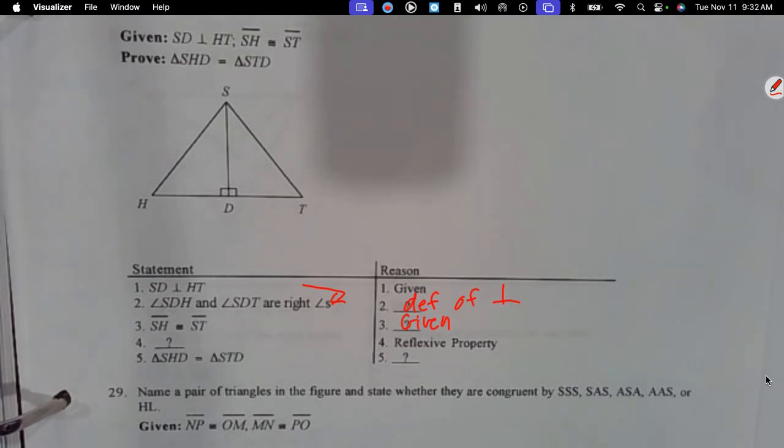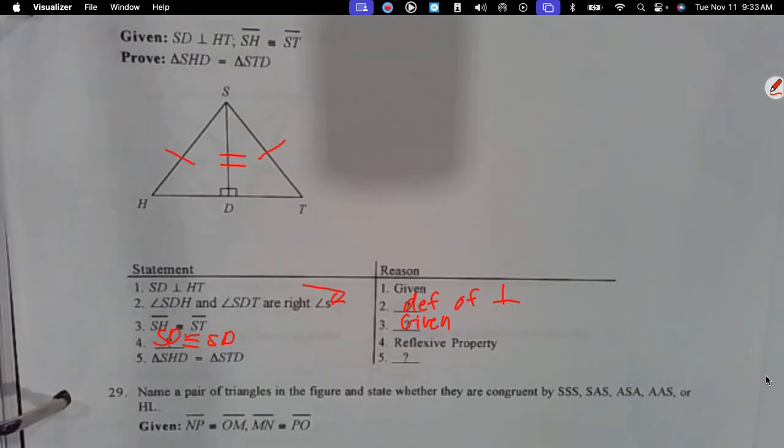Is everybody okay so far? So we use the definition of perpendicular to say that they're 90 degrees or right angles. That was given to me. What's reflexive property here? SD is congruent to itself. So that one's backwards. You guys remember here? I forgot to write these. SH and ST and SD.